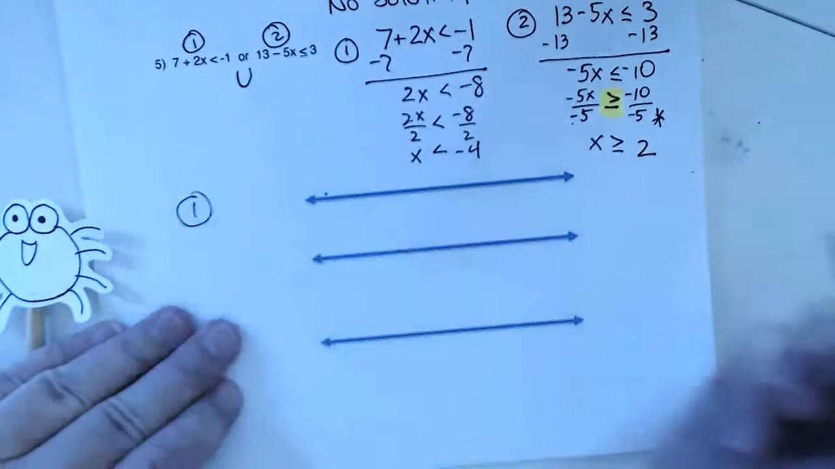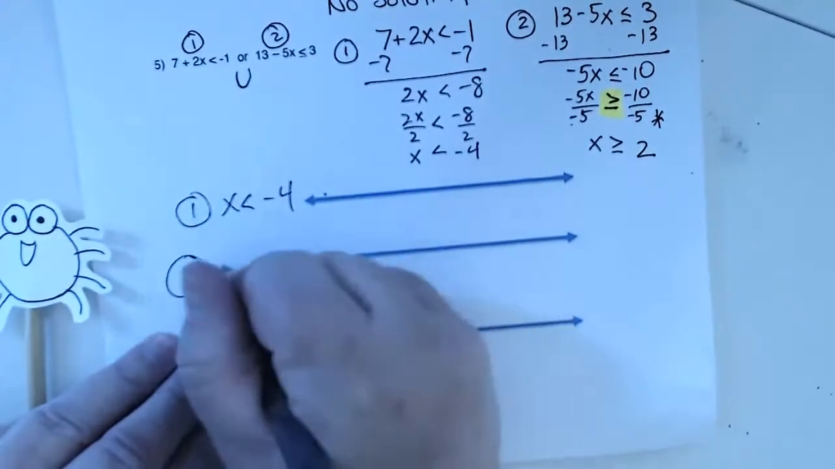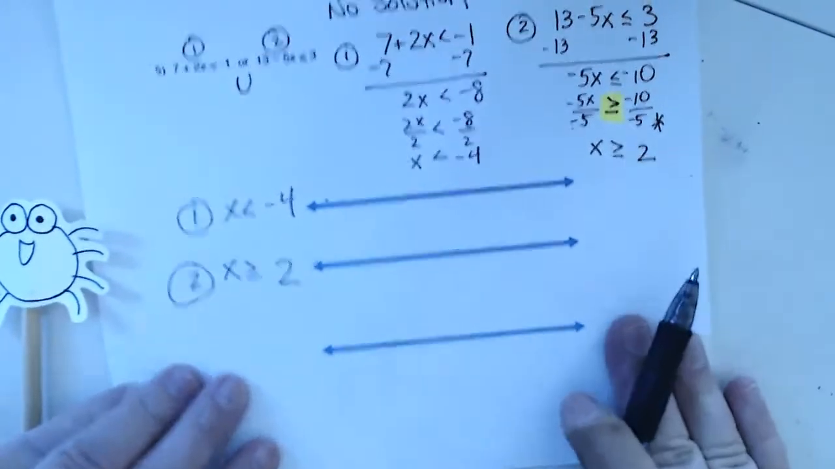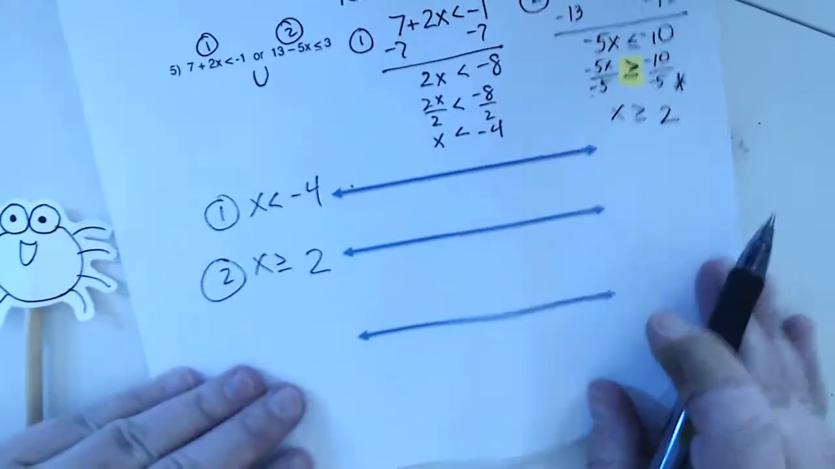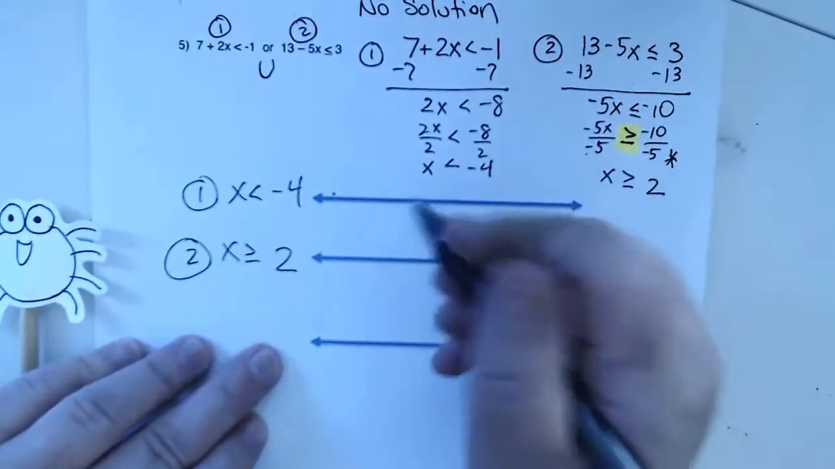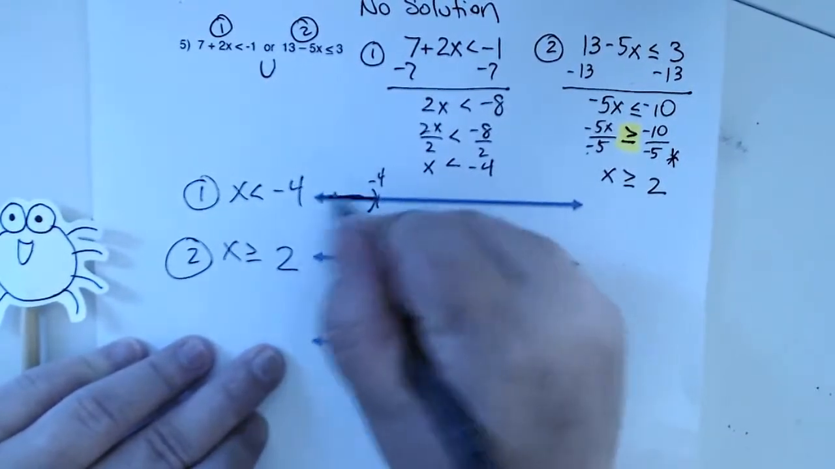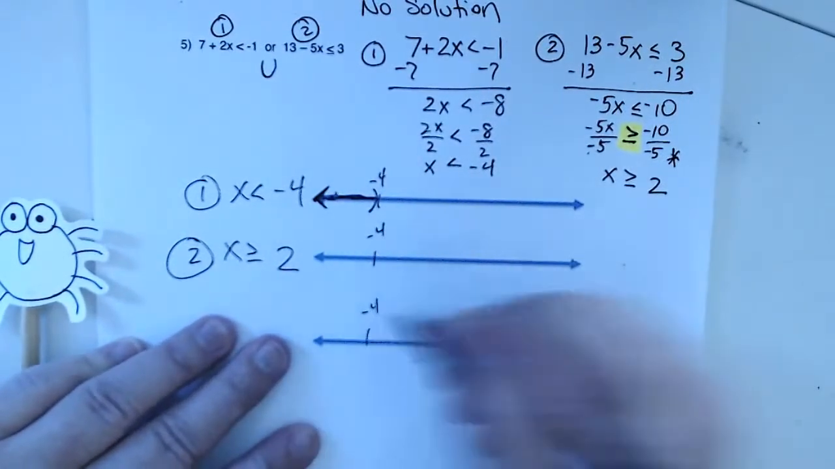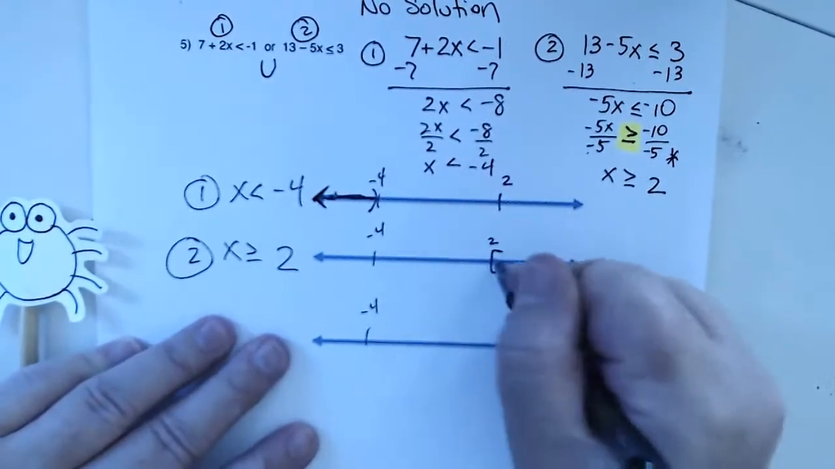Graph number 1 is going to be x is less than -4. Number 2 is x is greater than or equal to 2. Now, if this had been an and problem, we'd be in the exact same position we were in up here. There's no overlap. Because when we look at these two, x is less than -4 starts at -4 and goes all the way to the left. And this is 2. X is greater than or equal to 2 goes this way.